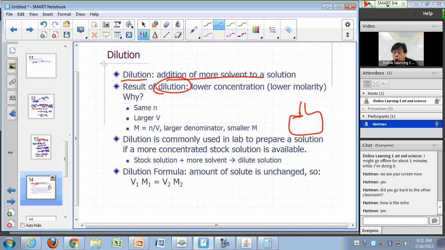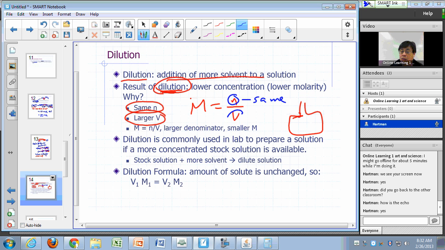Because if you add more water to your solution, you just increase the volume without changing the amount of solute. So when you're doing dilution, you have the same n, same moles of solute. All you're doing is adding more solvent, more water. But by adding more water, you're increasing the volume. So your molarity, which is moles over volume, will decrease, because the numerator will stay the same, but your denominator will become larger. So your molarity ends up being smaller.